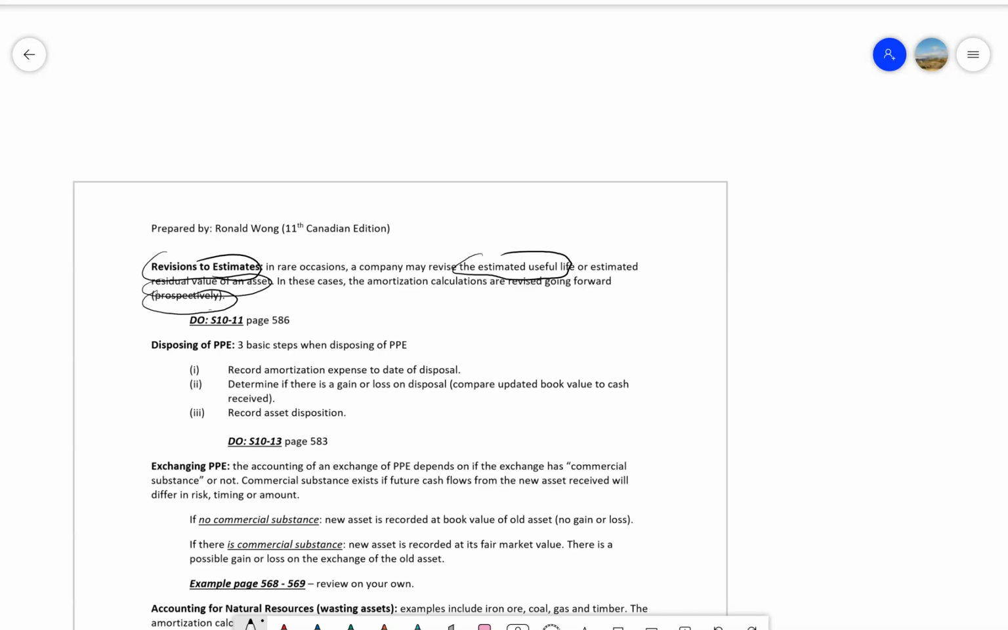Let's take a look at how that is done using Starter 10-11, page 5. That should say actually 583. Sorry, that should say page 583. So Starter 10-11, page 583. Have a read through that question, and then once you've read through it, then resume the video to work through the solution together.